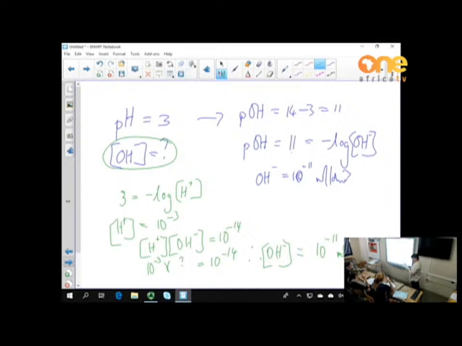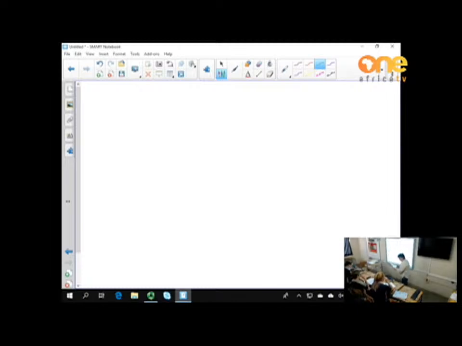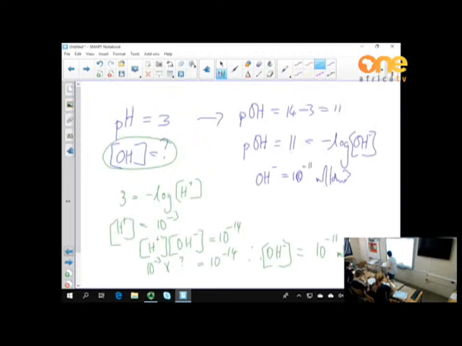Number 7. What is the pOH of a solution whose pH is 3.45? If the pH equals 3.45, the pOH is equal to 14 minus 3.45, which is equal to 10.55. All right. Number 8. Let's go back.